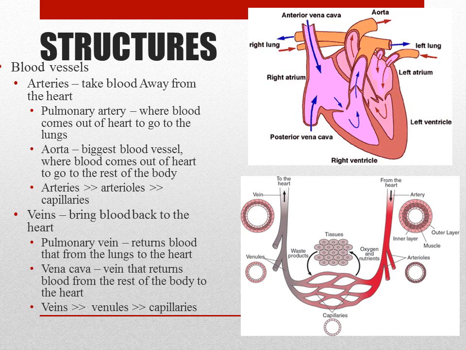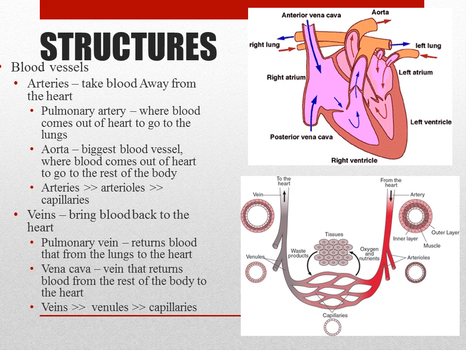I want to talk about a couple other structures first. The other important structures besides the heart, the central organ, are all these blood vessels that help carry the blood from the heart to all the places that it needs to be in the body. Remember we talked about a double loop circulatory system, and that means that blood goes from the heart to the lungs, from the lungs back to the heart, then from the heart out to the body, then back to the heart. You get the picture, right? So it's a double loop. It's like a figure 8 almost.